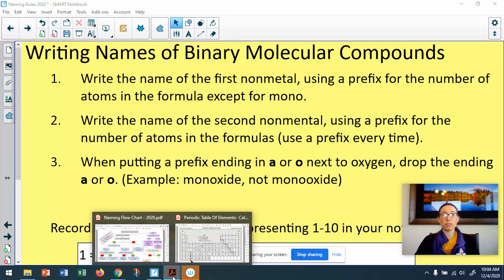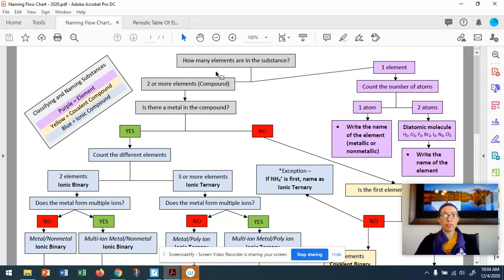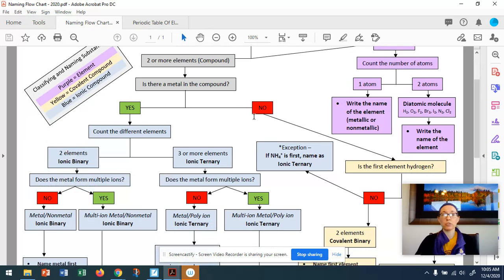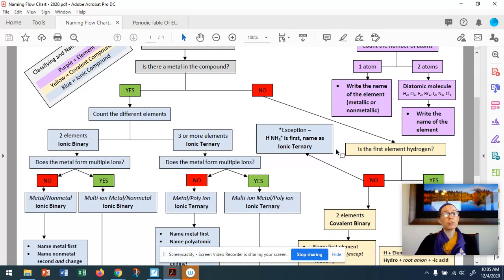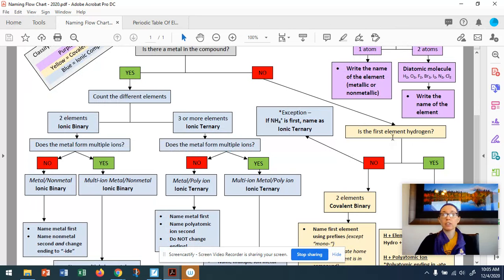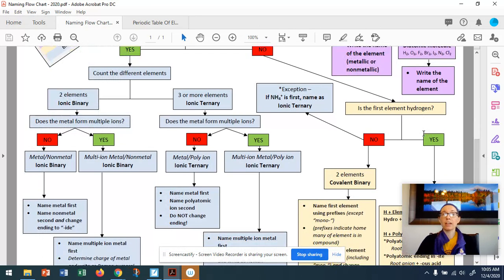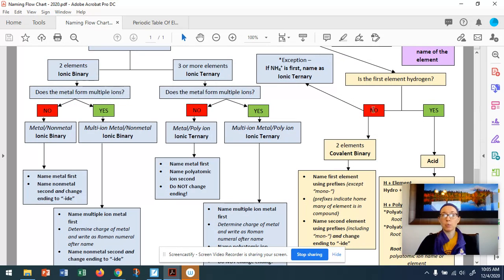Now, if you recall from our flowchart, we had talked about the fact that there were single elements that had a certain set of naming rules. And when we had two or more elements involved, we had a compound. Our prior work has focused on those that were ionic, which involved having a metal in the compound. What we're going to focus on today is if we answer the question, no, there is not a metal in the compound. And in order to distinguish between two different categories, we then want to identify, is the first element hydrogen? If it is not, we are going to be dealing with covalent binary molecular compounds.